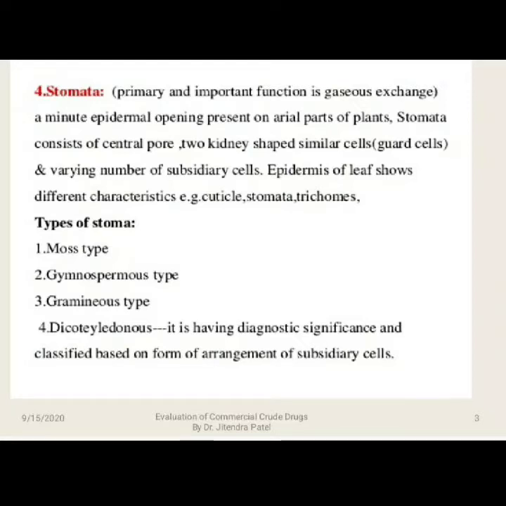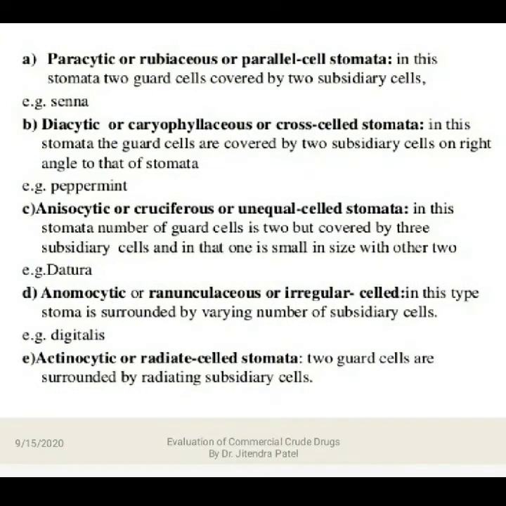The type of stomata may be the moss type, the gymnosperm type, the gramineous type, or the dicotyledonous type. It has diagnostic significance and is classified based on the form of arrangement of the subsidiary cells, right?